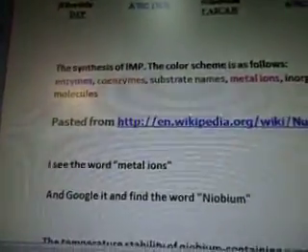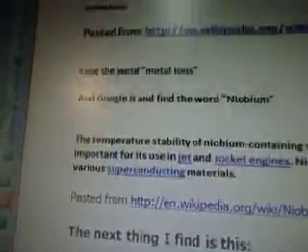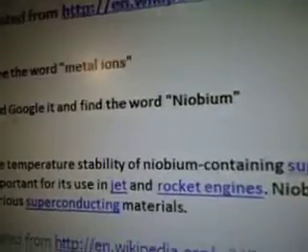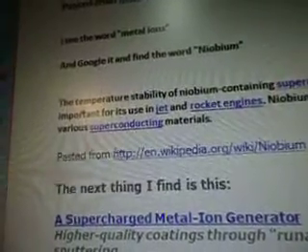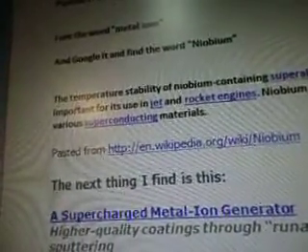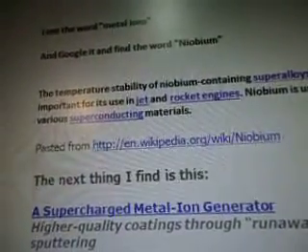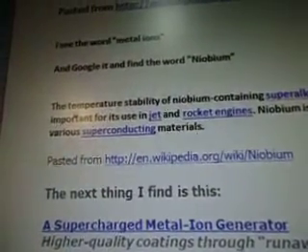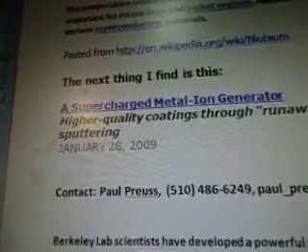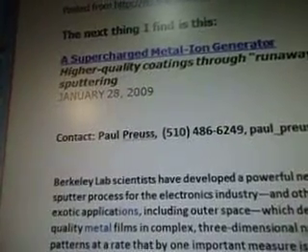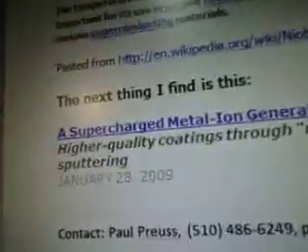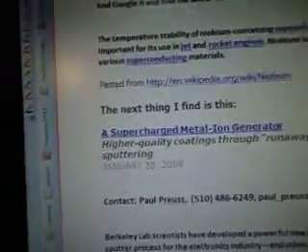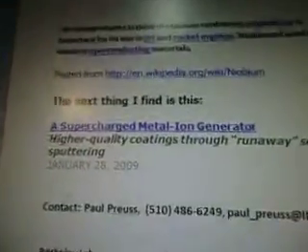I wanted to know what a nucleotide was, so I looked it up. So I see the word metal ions, and I Google it and find the word niobium. The temperature stability of niobium containing superalloys is important for its use in jet and rocket engines. Niobium is used in various superconducting materials. So now we know what it means. So when I did some Googling for metal ions, this invention came up. And this is very important. You're going to want to put this in with your UFO engine because it's pretty cool what it can do.